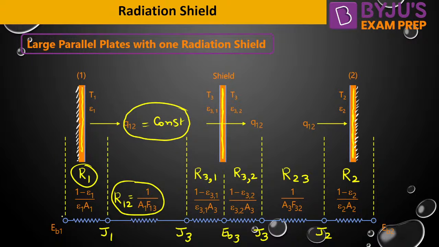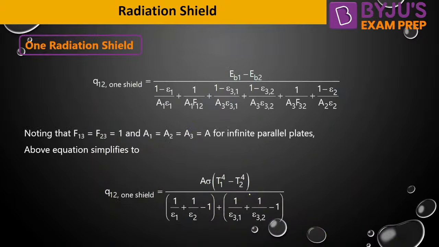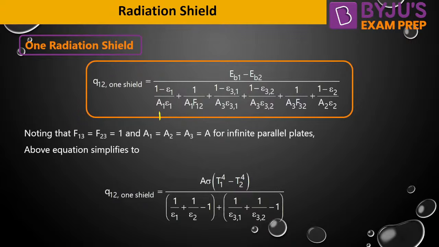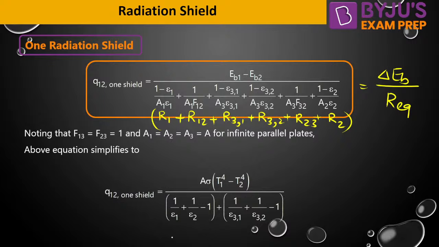So Q12 will remain constant. So if we analyze this, delta EB is equal to EB1 minus EB2. We can call it delta EB divided by R equivalent. So if there is one radiation shield, then Q12 will be given by this expression. This is R1, this is R1-3, this is R3 towards 1, this is R3 towards 2, this is R2-3, this is R2. These are the totals. So adding these together will give you the equivalent resistance. So this is actually delta EB upon R equivalent. This will be the expression.